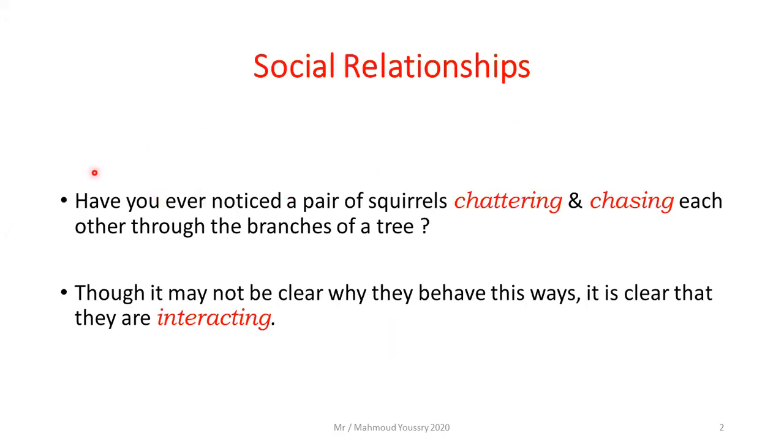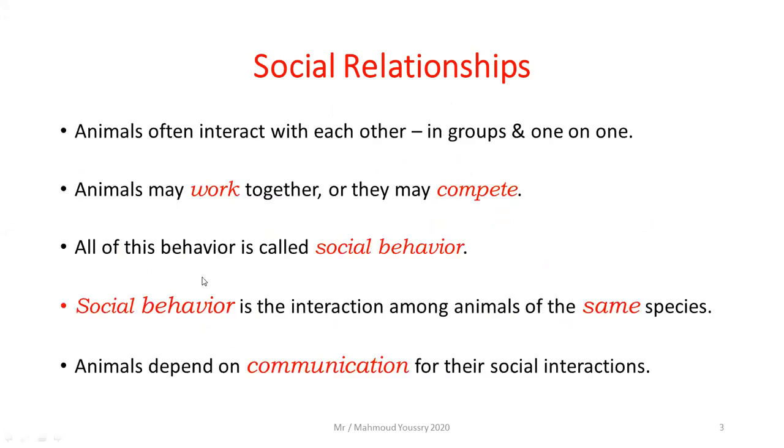Social relationships. Have you ever noticed a pair of squirrels chattering and chasing each other through the branches of a tree? Yes, this might happen. Though it may not be clear why they behave this way, it is clear that they are interacting. Animals often interact with each other in groups or one-on-one. Animals may work together or they may compete or fight each other.